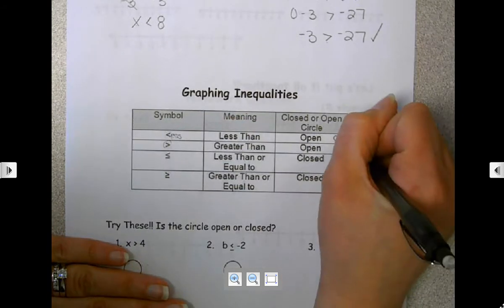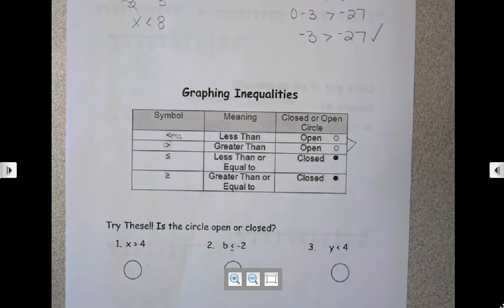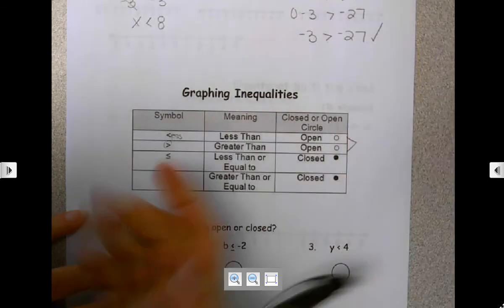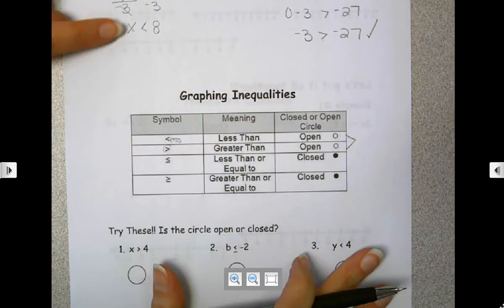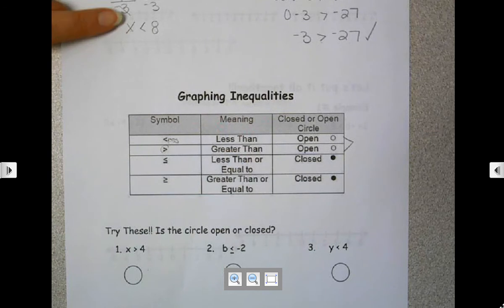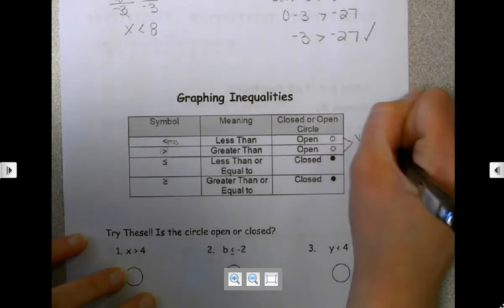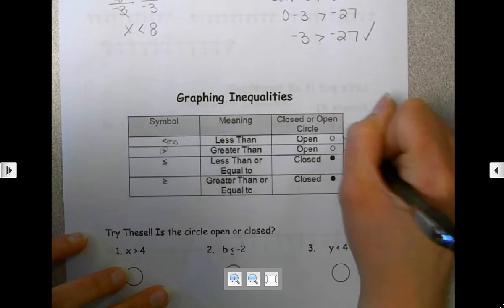And these two symbols, inequality symbols, are what we call open circle symbols, okay? And what that means is that the value, much like this x is less than 8, 8 is not included in that. So the value is not included.